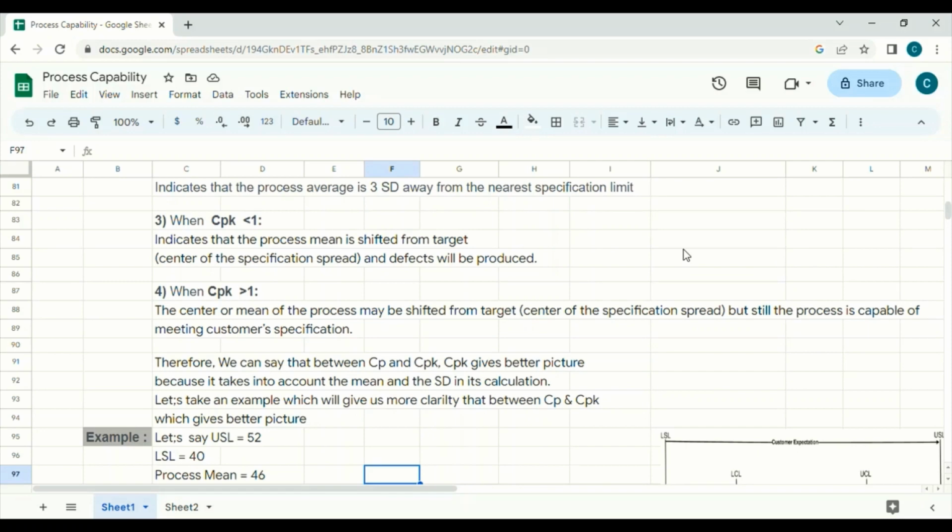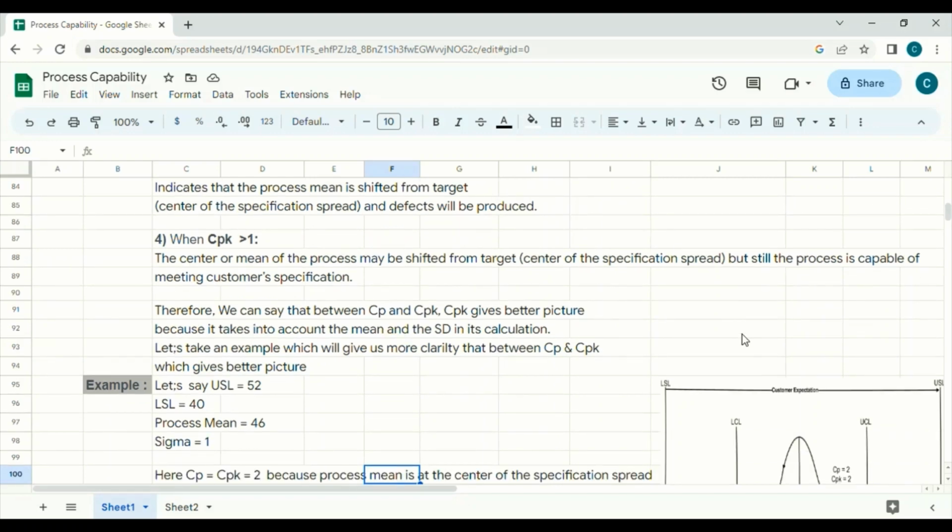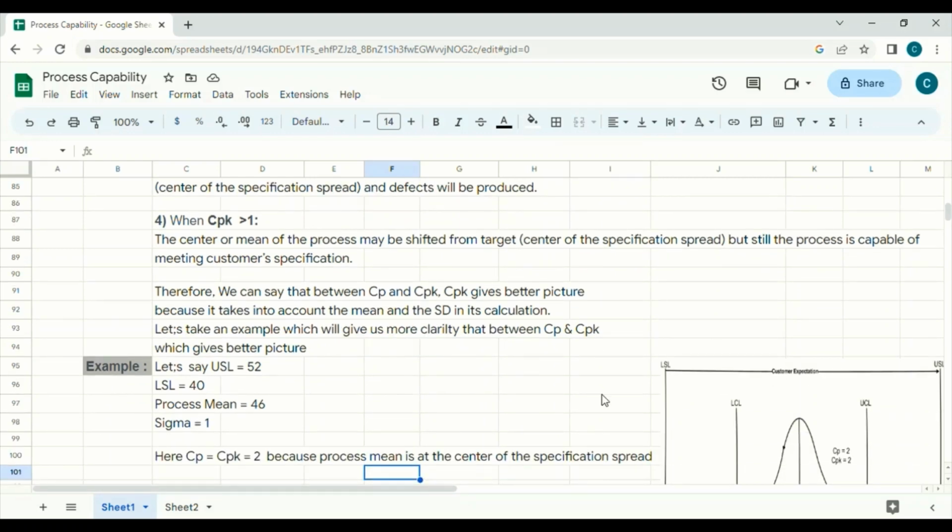The another scenario is when Cpk value is greater than 1, then the center or mean of the process may be shifted from the target, but still the process is capable of producing to customer specification. Therefore, we can say that Cpk gives us a better picture because it takes into account the mean and the standard deviation in its calculation.